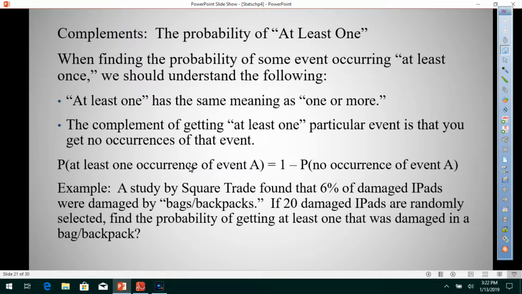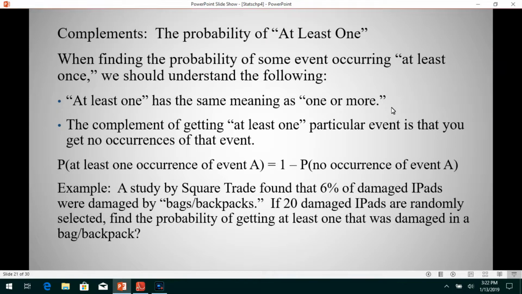Complement: the probability of at least one. When finding the probability of some event occurring at least once, we should understand the following. At least one has the same meaning as one or more. The complement of getting at least one particular event is that you get no occurrence of that event.